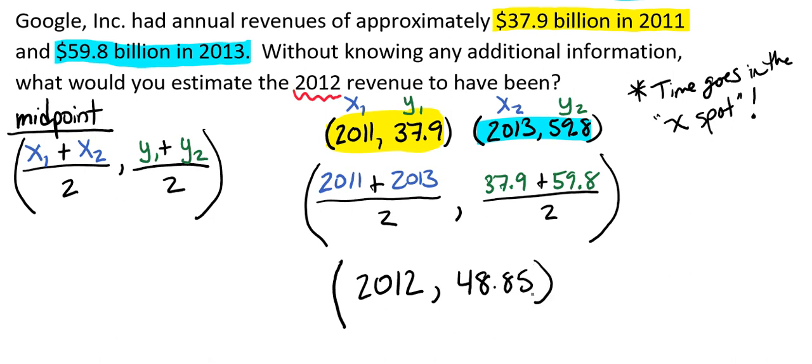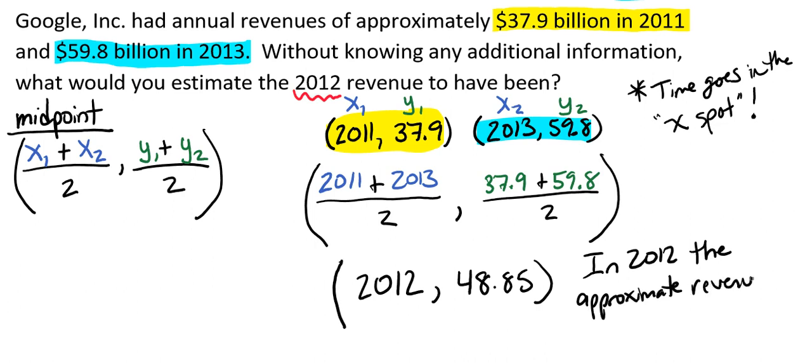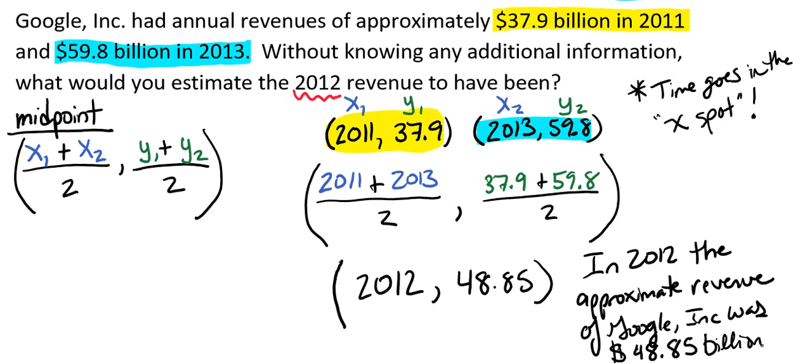48.85. So what this is telling us is that in 2012, the approximate revenue of Google Inc. was $48.85 billion. And so because we were looking for a year that was the midpoint, we were able to do it that way.